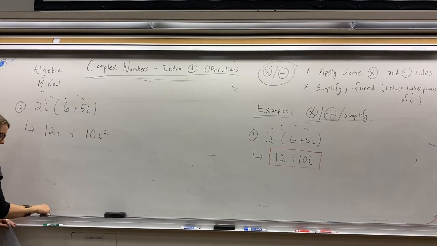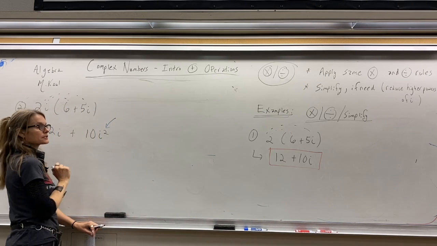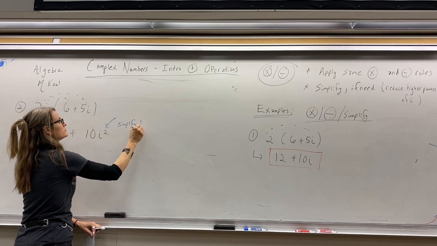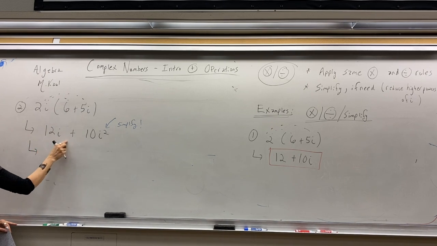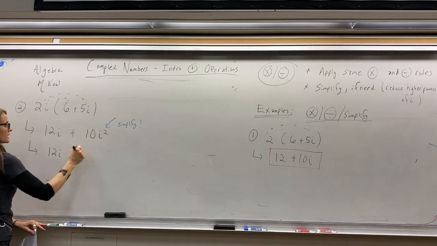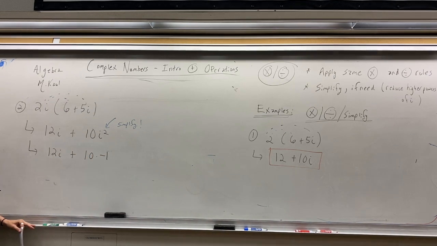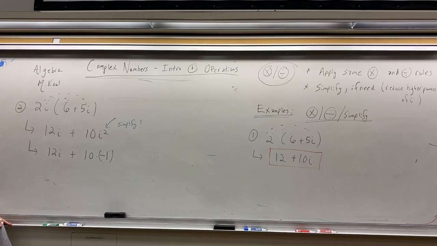Now, I have to simplify. I'm not done at this point. So here, I have a power of i that's greater than 1. I need to simplify that. So in this case, I'm going to go ahead and say 12i plus 10i squared would be plus 10 times a negative 1. I replace it by the definition of i squared when I broke down the 4 powers of i that you want to know: i the first, i the second, i the third, and i the fourth.